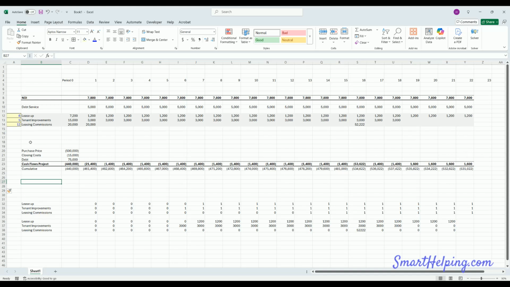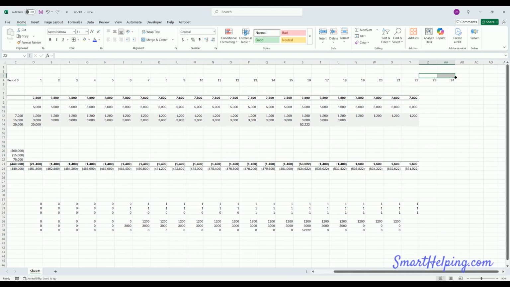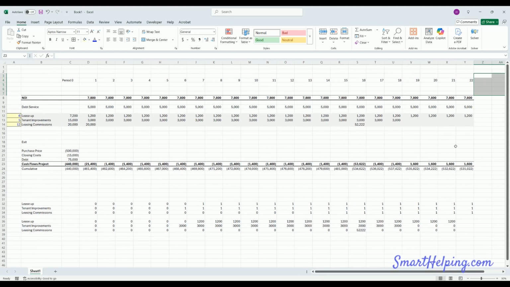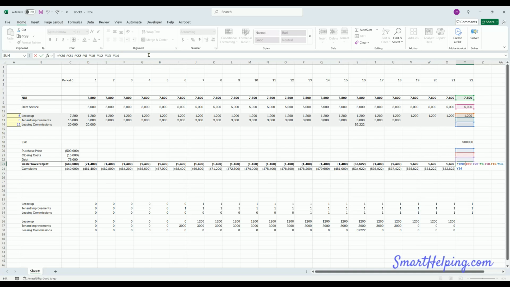And let's say there's an exit here. Let me put an exit in just to give you a general idea of this and how it affects returns. Let's say an exit of 900,000. So we want to add that in.